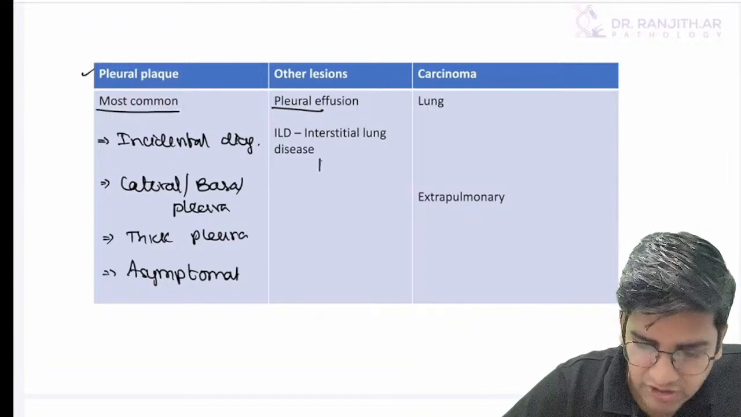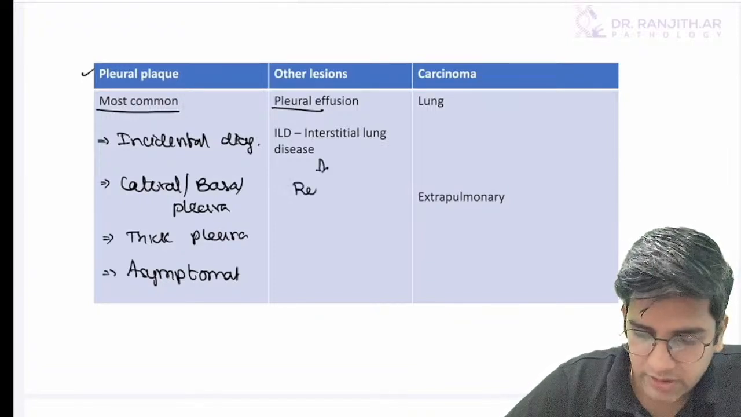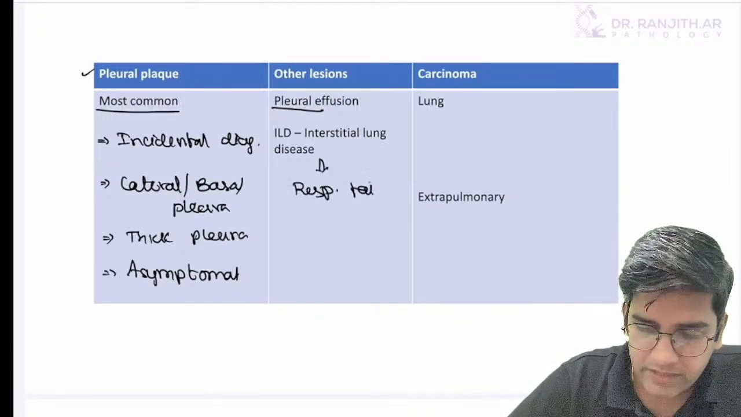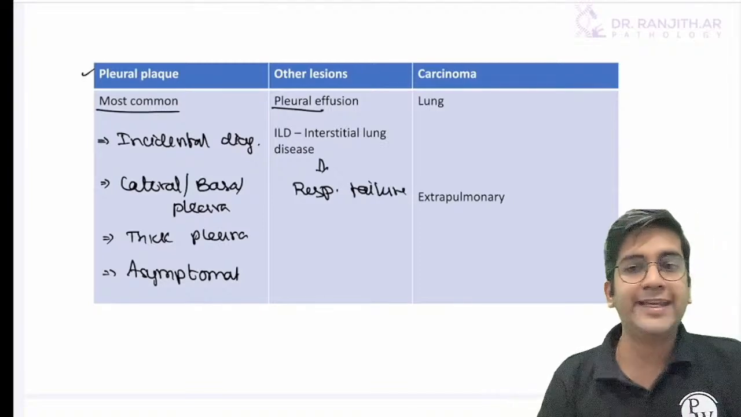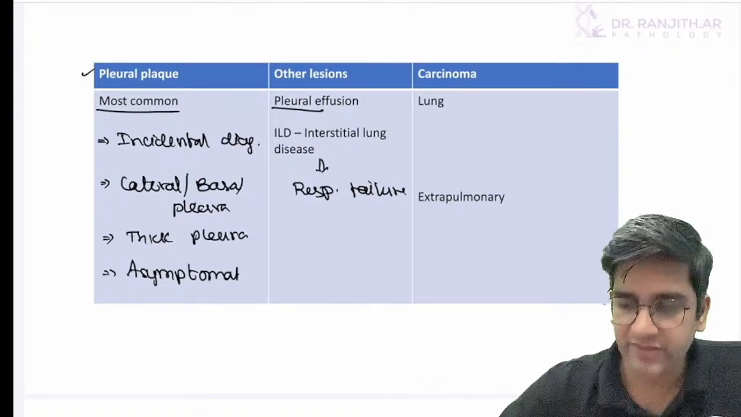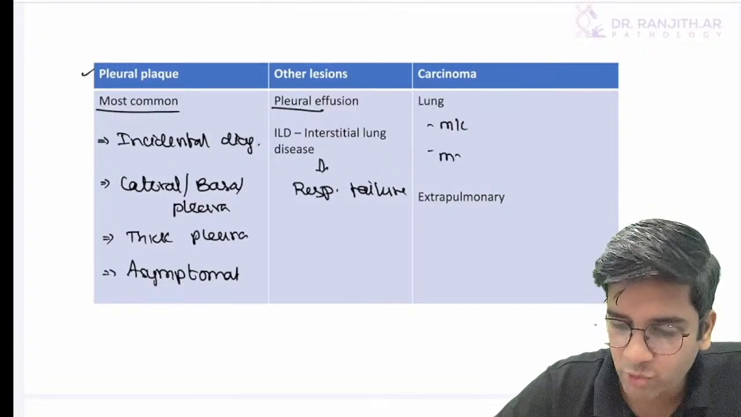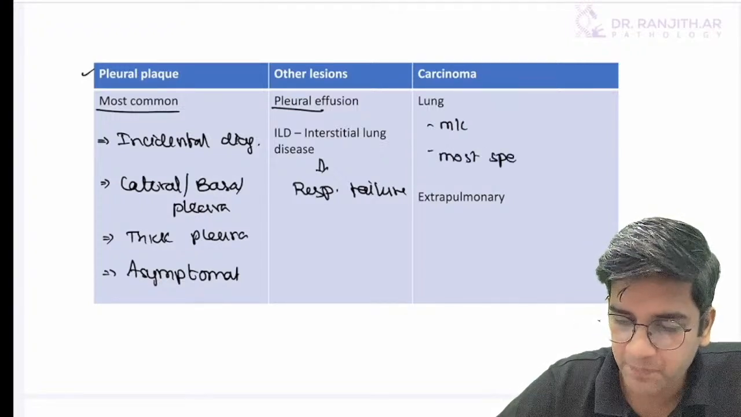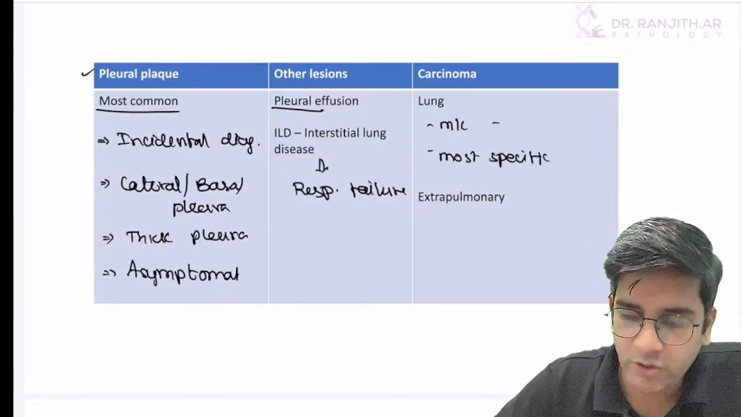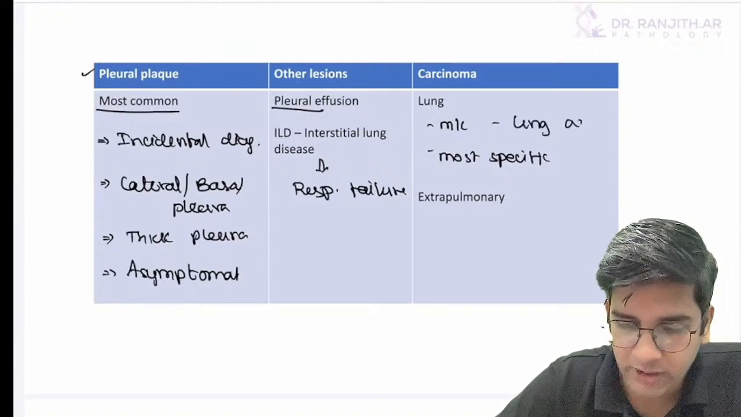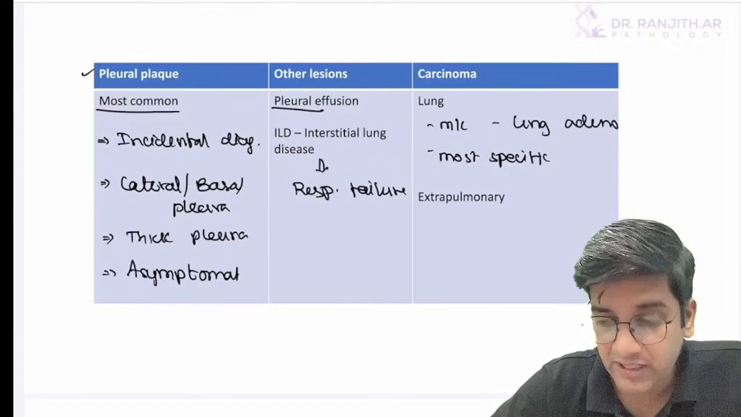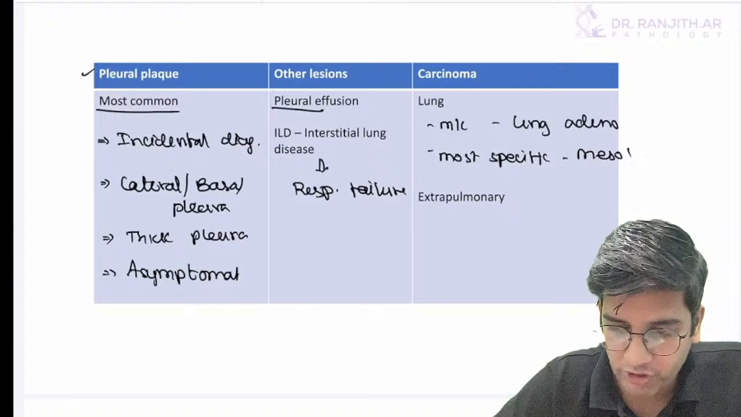Fine. Interstitial lung disease might result in respiratory failure. That will be the outcome here as well. It can also cause carcinoma, right? There's a most repeated question for you. Which is most common? Which is most specific? The most common carcinoma it can cause is lung adenocarcinoma. The most specific carcinoma it can cause is mesothelioma.